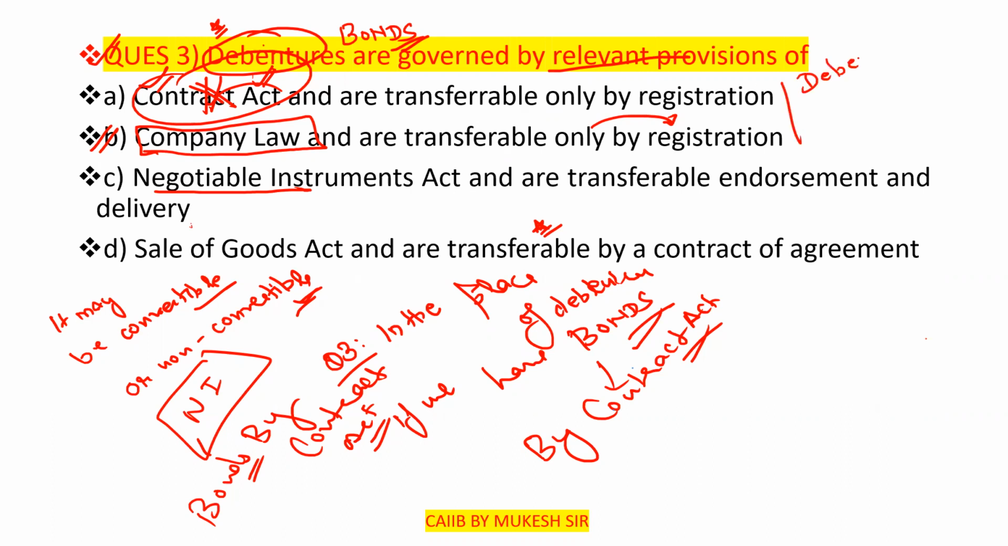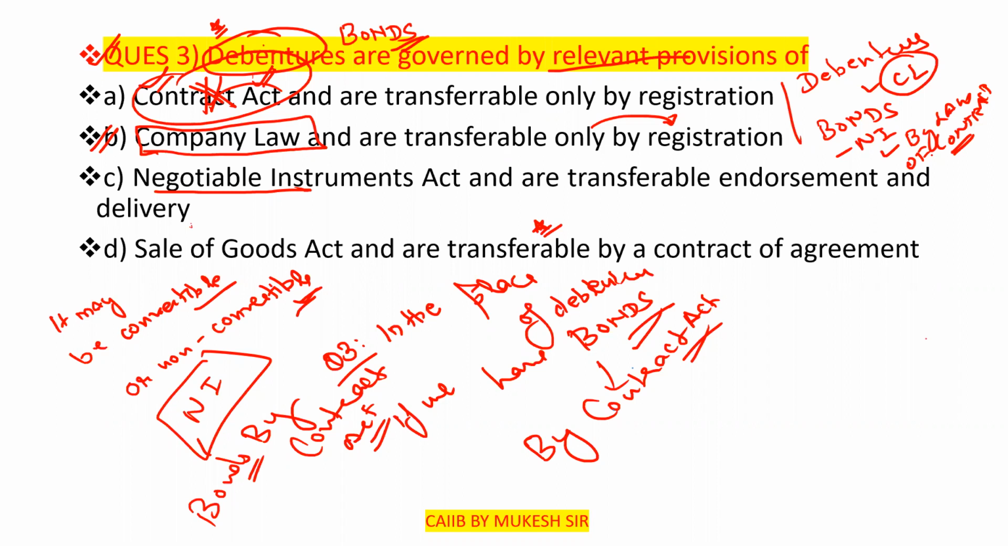Debentures: company law. And bonds: first of all, bonds are negotiable instruments, and bonds are governed by the law of contract. Please remember all these points. This is the basic difference between bonds and debentures.